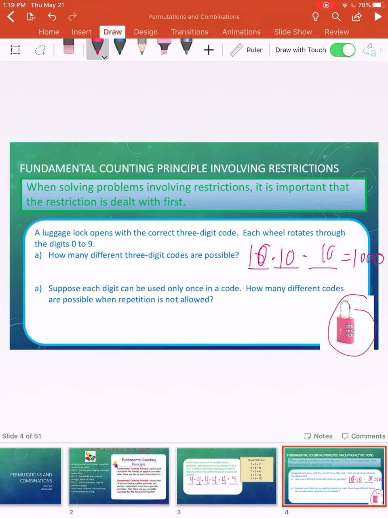Supposing each digit can be used only once. In A, you could use a digit more than once, so that's why you had 10 options for each one of those digits. In B, you can only use each digit once. So for my first number, I have 10 choices. But now that I've used a number, I only have 9 choices left, and then 8. So this represents if you had no repeating digits. We end up with 720 for B.